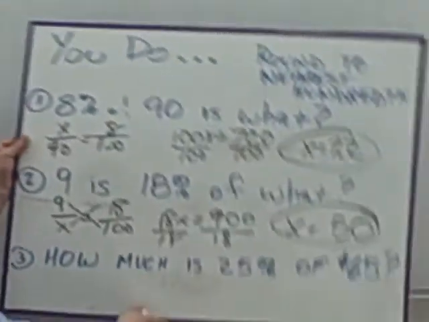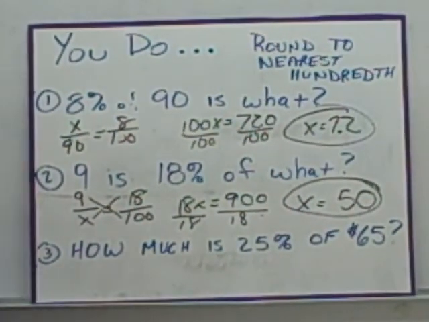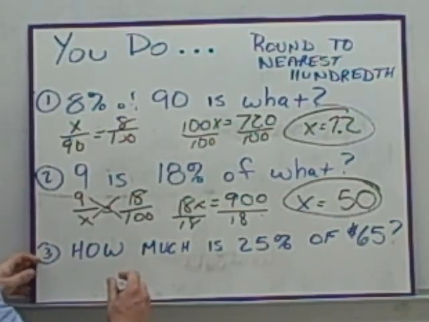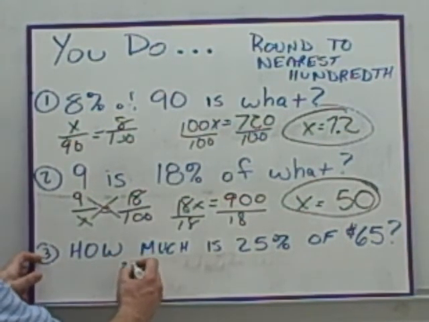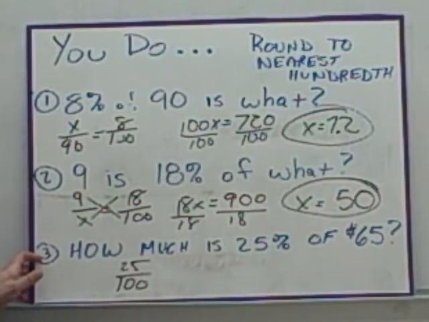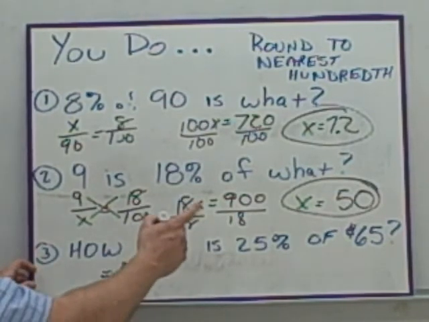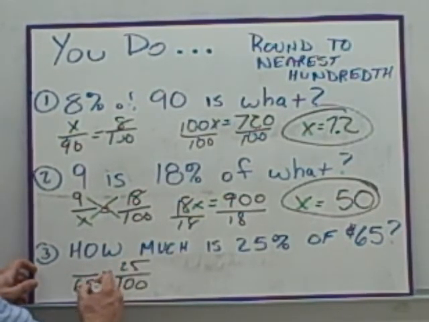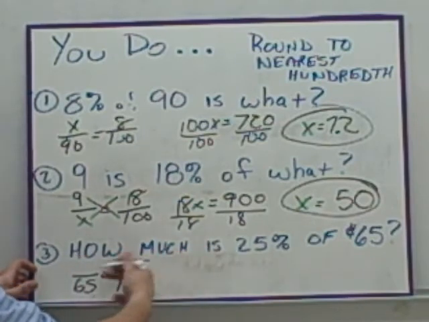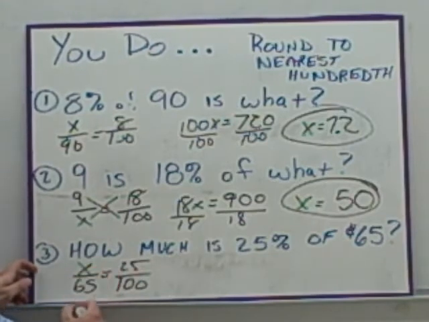All right, and the last one here, how much is 25% of 65? Well, again, 25 is the percent. It goes over the 100. The of is the 65. It goes on the bottom. The is our unknown. Now, it's not the word what, but it's asking how much. We know it's our unknown, so it's our x.